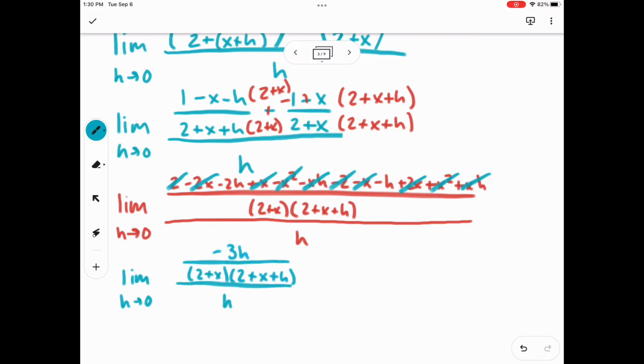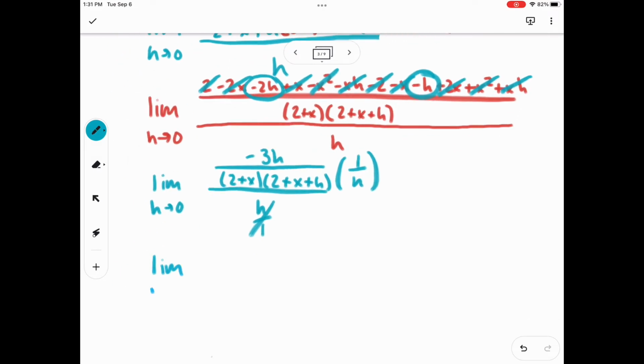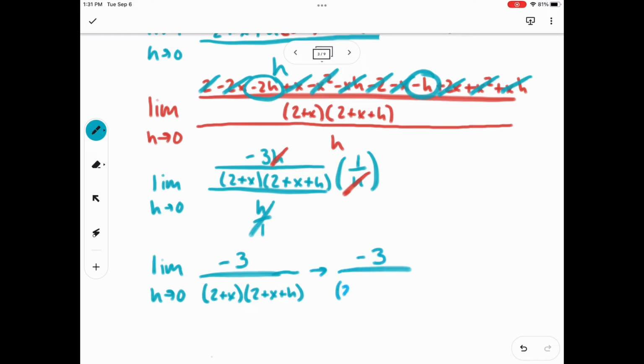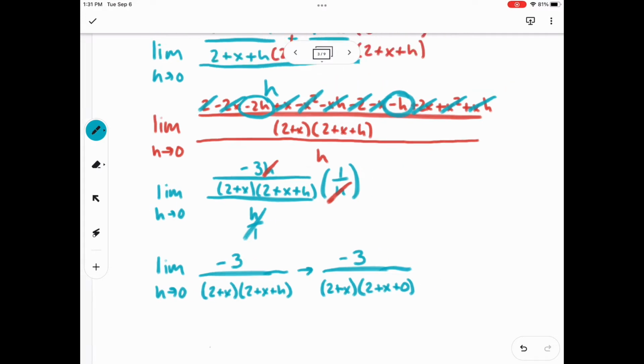But I still have a complex fraction here. So remember that h is the same thing as h over 1, and so with a complex fraction, I want to keep it, change it, flip it. So I'm going to multiply by the reciprocal of 1 over h. That allows me to cancel out those h's, and then I'm able to now plug in 0 into the fraction that I have. And notice that for the thing in the denominator, it's actually the same.